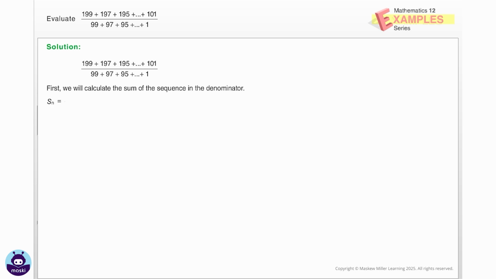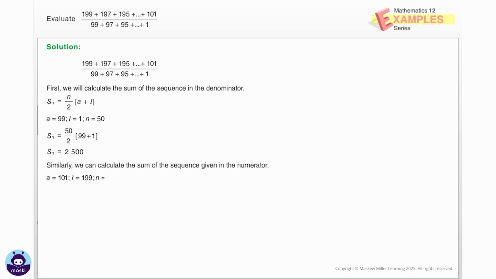First, we will calculate the sum of the sequence in the denominator. Substituting the values of a, n, and l, Sn equals 2500. Thus, the series in the denominator is evaluated to be 2500.